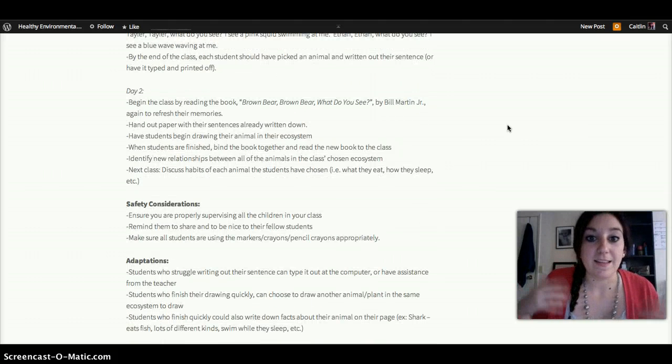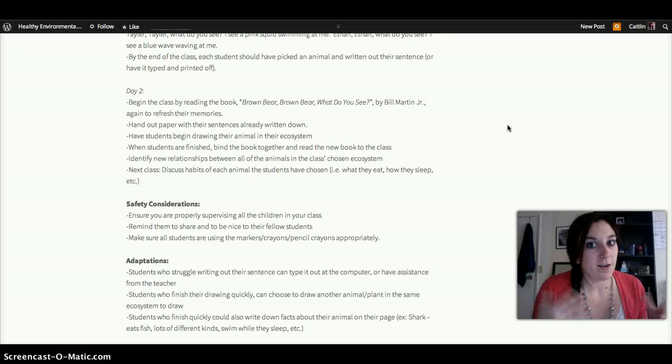Then on day 2, start the class by reading the book again, and then hand out their paper with their sentences already written down, and the students can begin drawing their animal or plant or item in their own ecosystem. When students are finished, bind the book together and read the new book to the class, because that's exciting for the students to see their own creation.